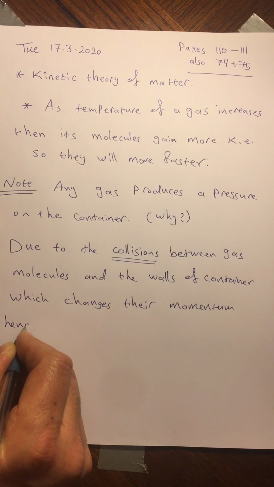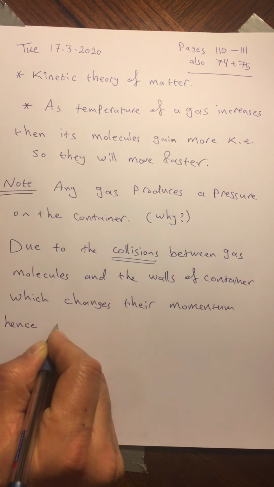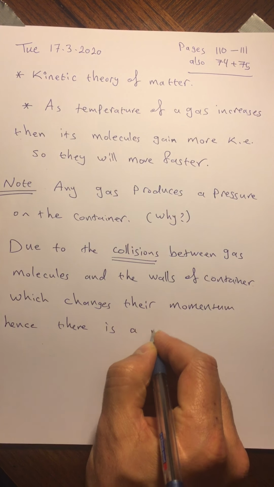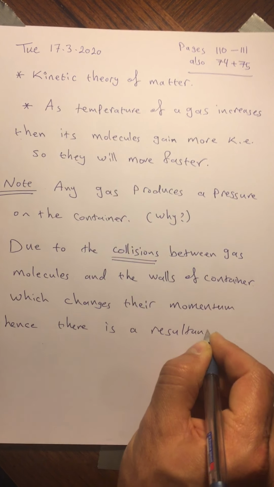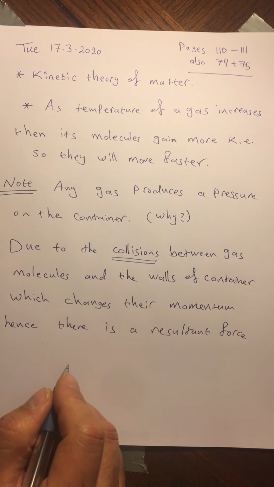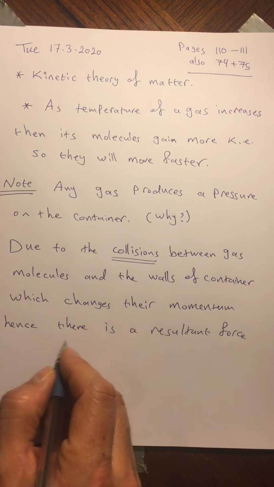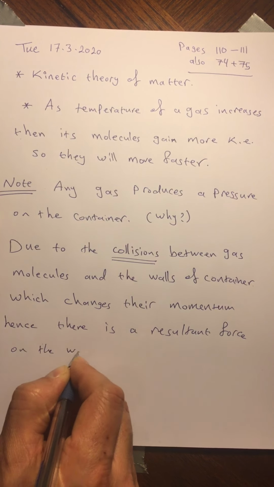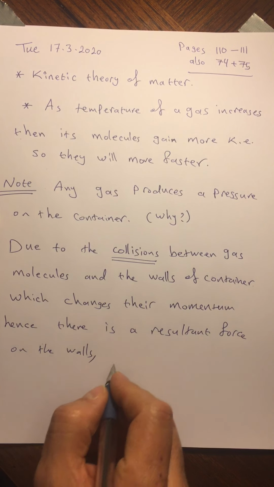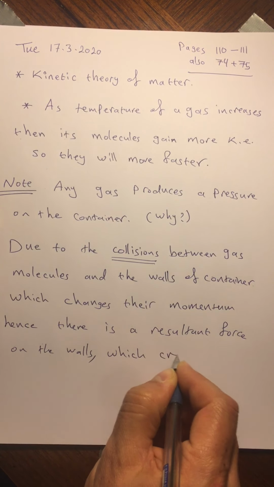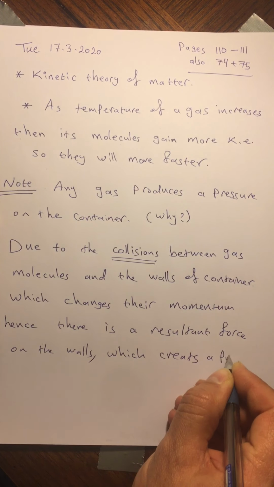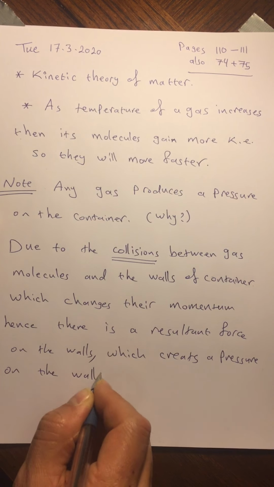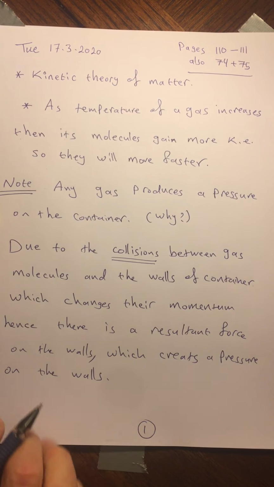Hence, there is a resultant force, because if you remember, we said resultant force equals change in momentum over time. Since there is a resultant force on the walls, and if there is a force, then there is a pressure, which creates a pressure on the walls. So if they ask you why there is a pressure on the walls, this is the answer.